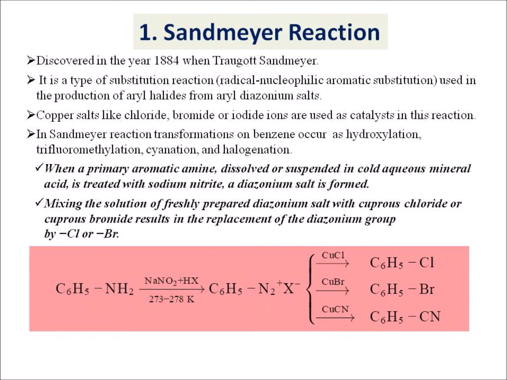When a primary aromatic amine dissolved or suspended in cold aqueous mineral acid is treated with sodium nitrite, a diazonium salt is formed. Mixing the solution of freshly prepared diazonium salt with cuprous chloride or cuprous bromide results in the replacement of the diazonium group by chloride ion or bromide ion. Here aniline undergoes Sandmeyer's reaction and forms benzene diazonium chloride, which undergoes reaction with the copper chloride, bromide or cyanide and forms chlorobenzene, bromobenzene and cyanobenzene.